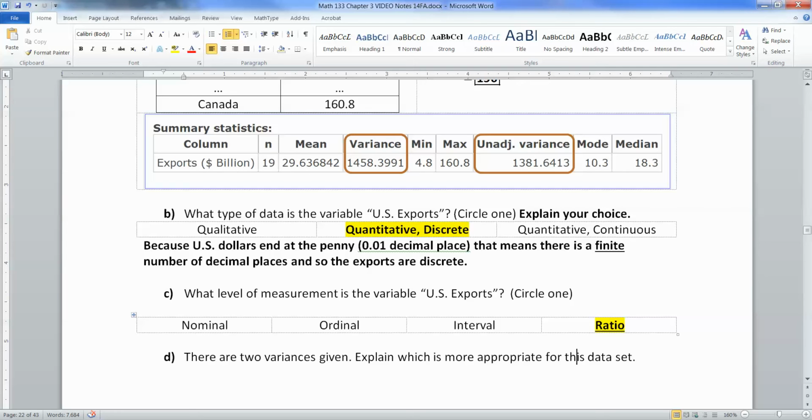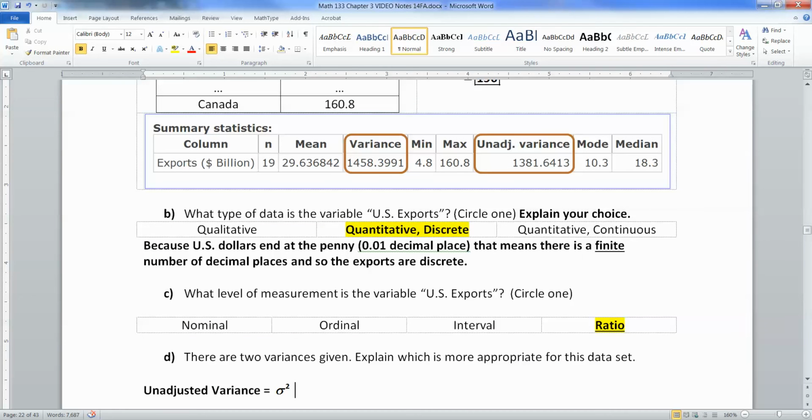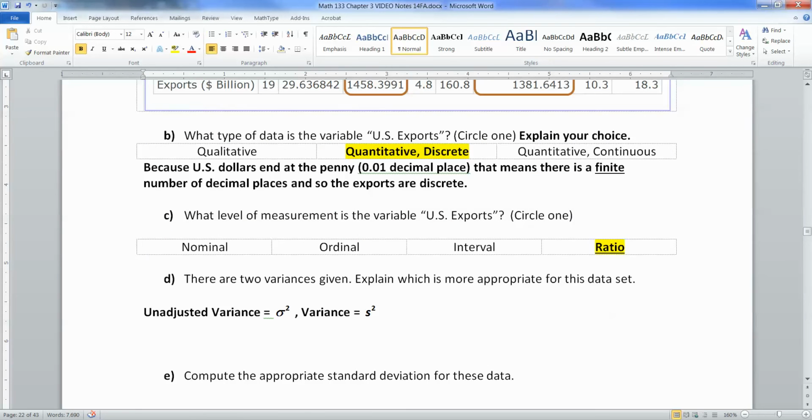Now remember, the unadjusted variance would be sigma squared. So unadjusted variance equals sigma squared, right? It's for a population. And then the variance equals S squared. Okay, so this one is a population variance. And this one would be the sample variance.